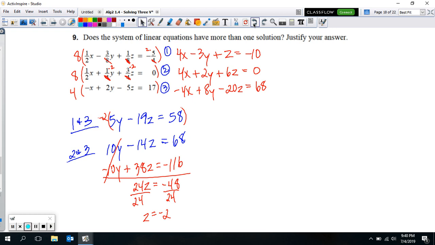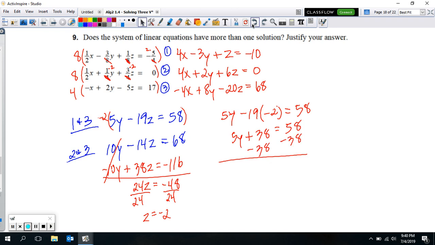So to really verify this, that it only has one solution, it doesn't have infinitely many, we can just keep going and substitute -2 back into probably this first equation here. So 5y equals 58 minus 19 times -2. Substitute that z in here. That's going to give you a positive 38 there. So we'll subtract 38 from both sides. 58 minus 38 is 20, and then 5y equals 20. Divide by 5, so y equals 4. Sorry, 20 divided by 5 equals 4.